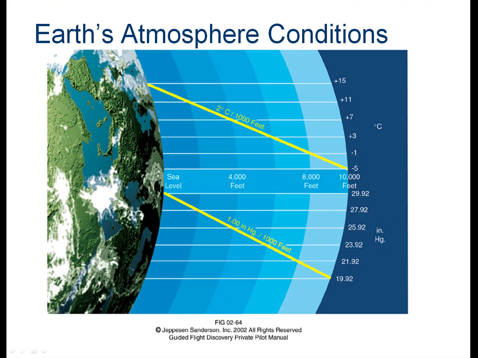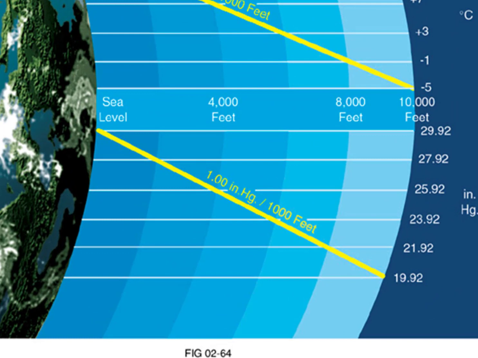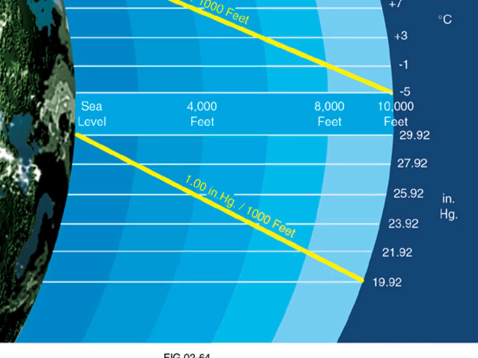What goes along with that is my pressure is also relatively linear. It's not perfectly linear. It's relatively linear. And this just says I lose about 1 inch of mercury pressure. The weight of the atmosphere goes down linearly for every 1,000 feet up. So if it's 29.92 inches of mercury, a measure of pressure, it's 19.92 inches of mercury at 10,000 feet.